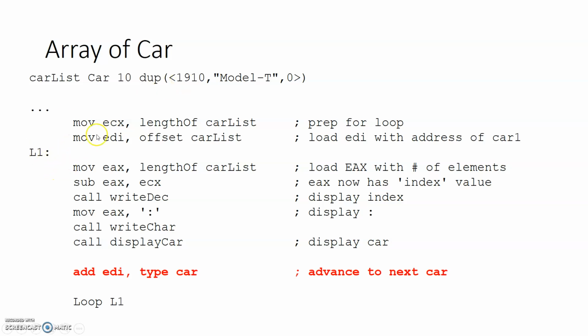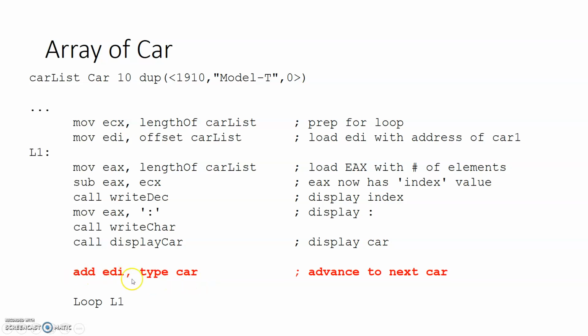If we look at this loop here, prior to the loop we're initializing ECX with the length of the car list. We're loading EDI with the address, the offset of car list. Through this loop, this first part is just for displaying the element number. But right here, calling display car, since EDI had the address initially of the first element in the array, calling display car will display the first element. But here's the fun part.